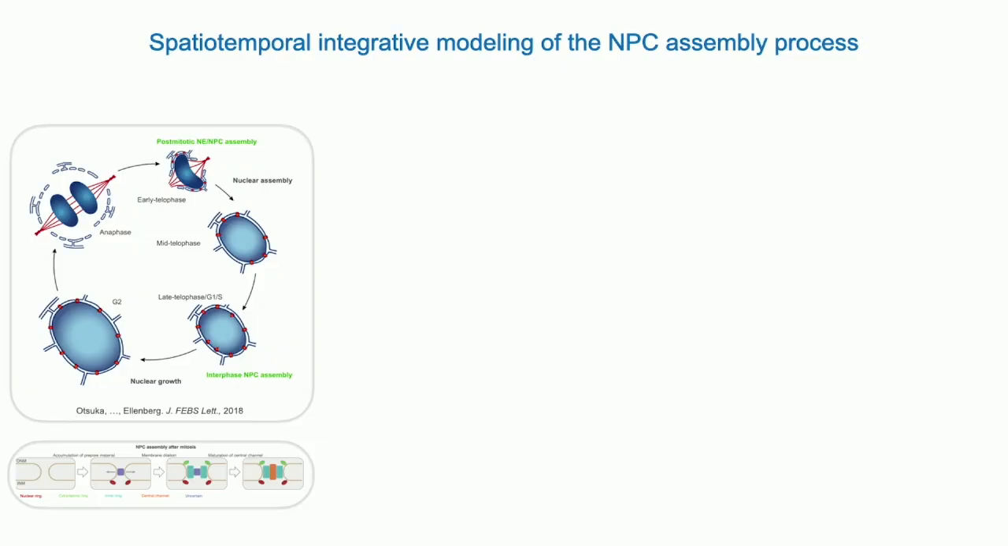Here is a schematic picture of one of these two types of NPC assembly that was based on a lot of genetics and microscopy and biochemistry, kind of put together manually or subjectively by smart scientists who know all the papers and so on. And so that was our starting point. Our goal was to improve on this by formal integrative modeling as much as we can. And this is what we did.